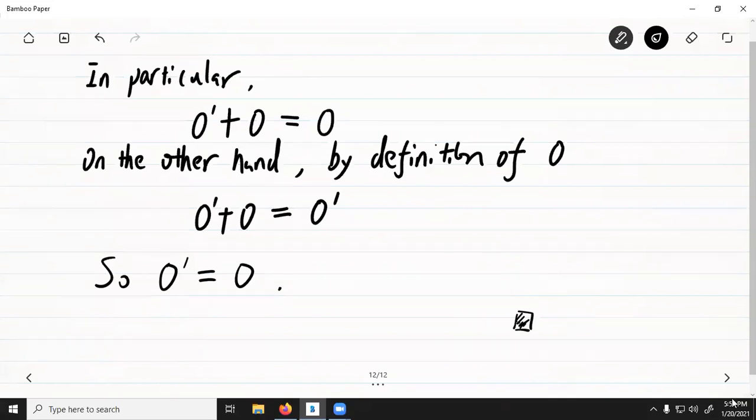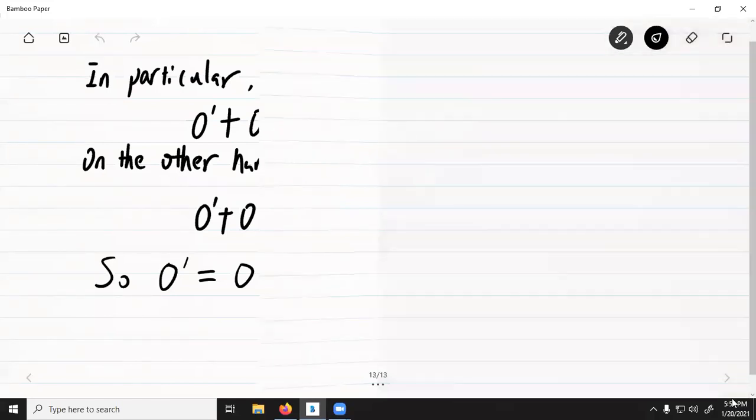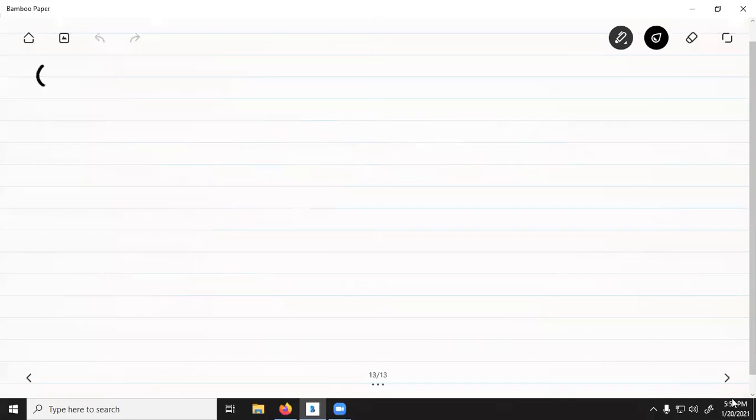Okay, so this is the first proof we have in our class. So now let's look at the second remark. The second remark is A multiplied by 0. Of course, we know, according to the commutativity of the multiplication, it's equal to 0 times A, right?